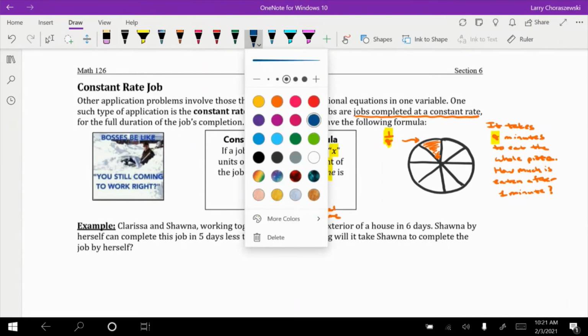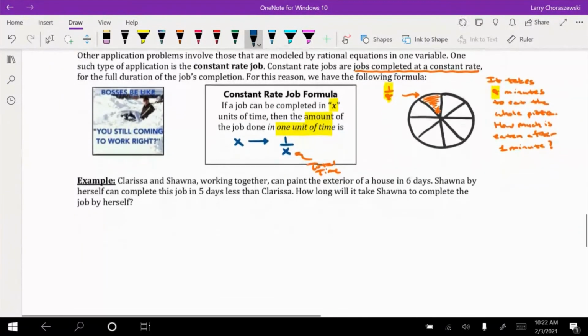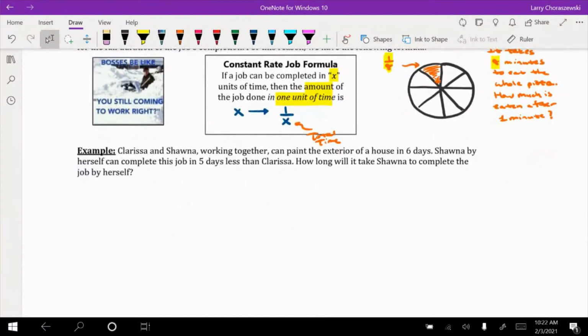Long story short, in a constant rate job problem, if we're provided a total time value, then we can quickly jump to the amount that's done after 1 unit of time just by reciprocating it. So that takes us to our last example.